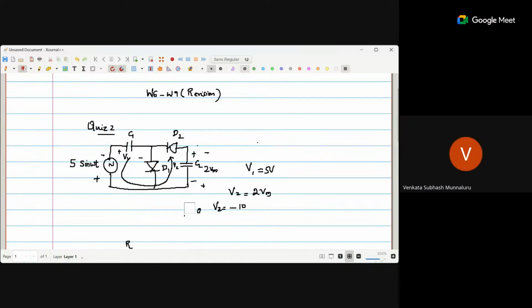Ma'am, in this case, will C1 act as a conductor? C1 acts as a conductor. Yes, okay, because the polarities match.